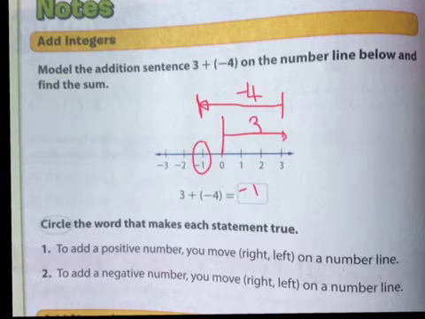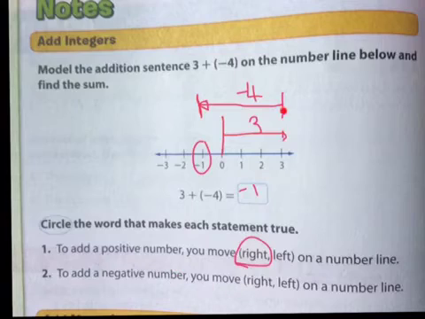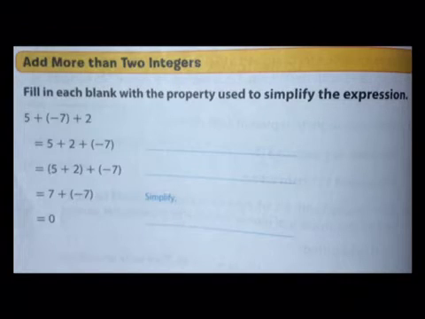So as you can see, to add a positive number, you move to the right. This way, to the right, on the number line. And then to add a negative number, you move this way, to the left on the number line.